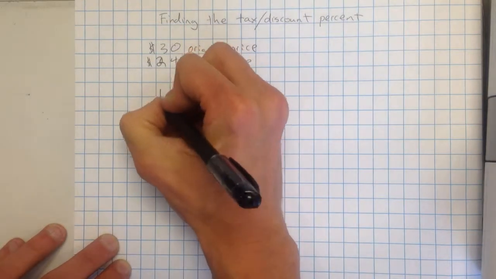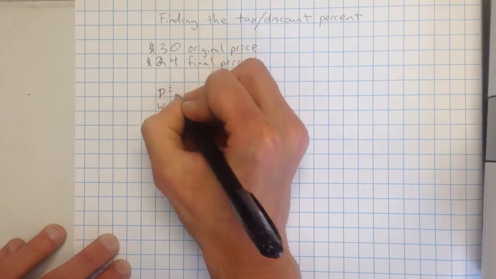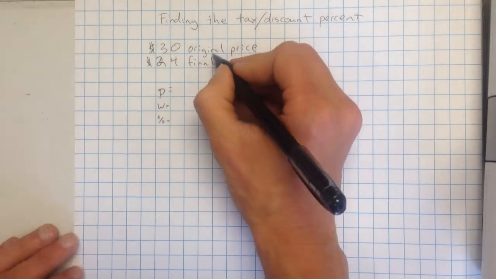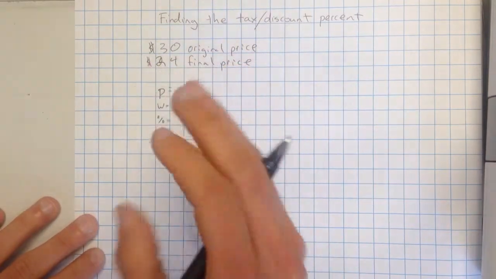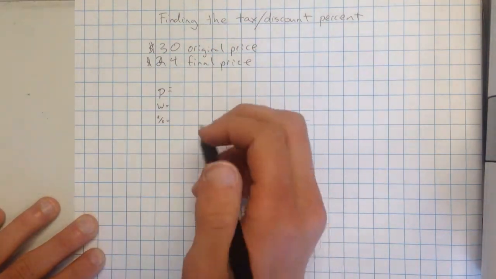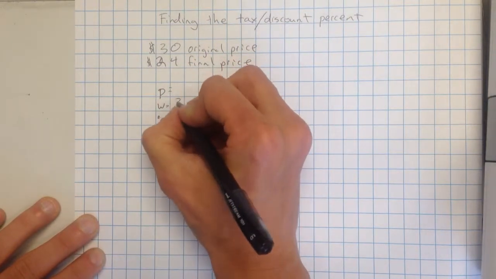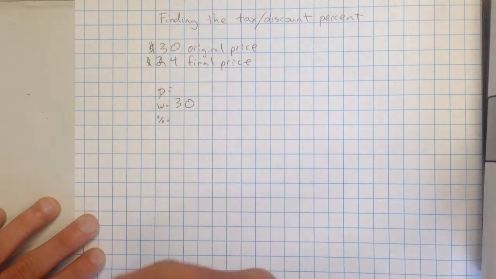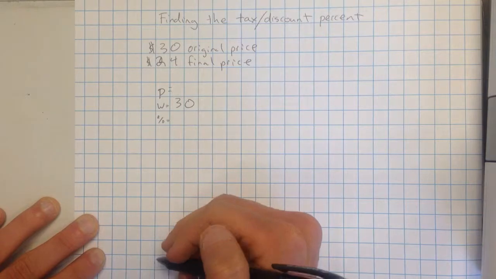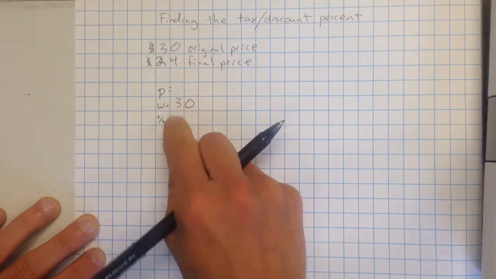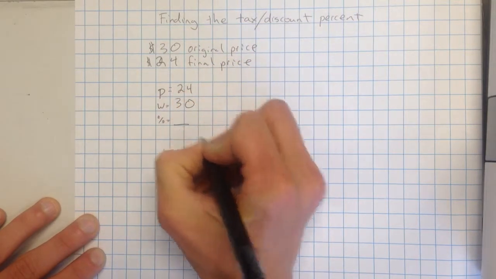We're going to do the same method we've been using with all the other ones. We're going to look at our part, our whole, and our percent and think about what those numbers represent. Our original price, as it's been all last week, is really your whole, your original quantity. You're finding a percent of that number. So that's going to be 30. Our part is what we paid at the end, whether we are paying less or more than the original. That's a percentage of that whole. So that's going to be 24. And the percent is unknown.